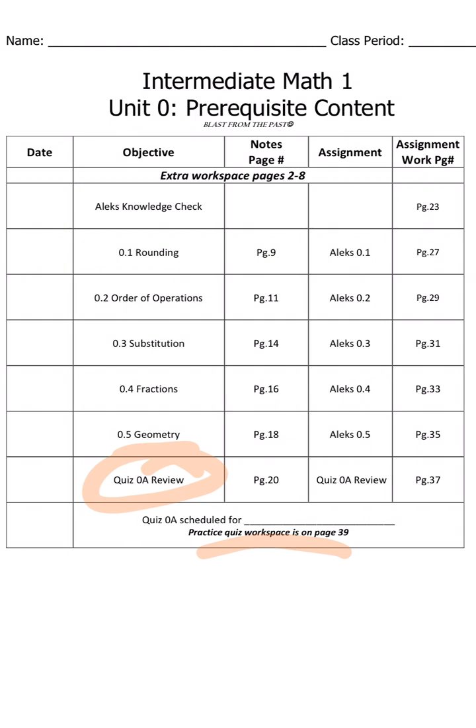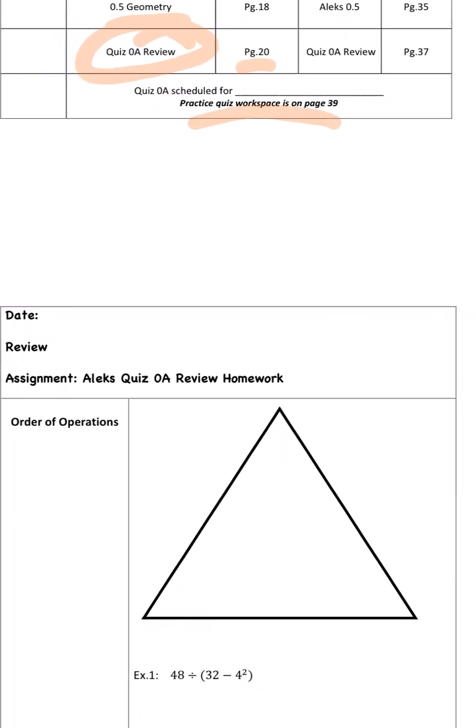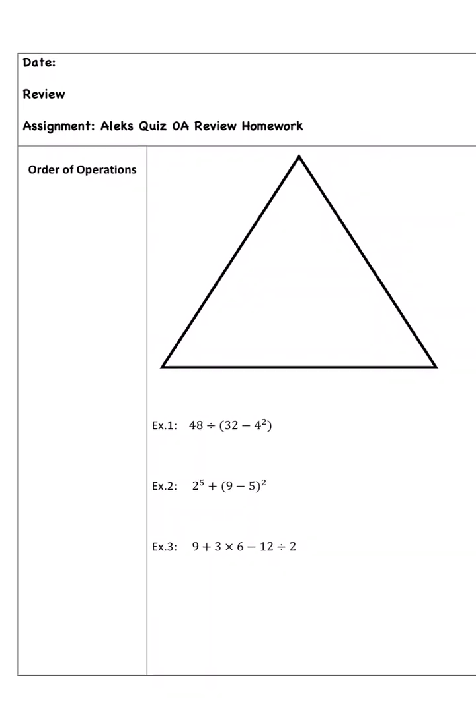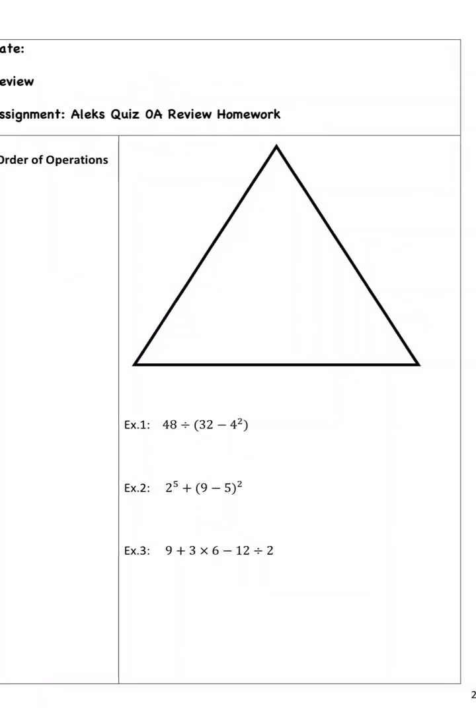Now, you should be going to about page 20 for this. But remember what you're really looking for. If the page is different, you're going to go and find this where it says review and Alex quiz 0A review homework. That's going to be your assignment. You're going to see this triangle. Okay. You're going to see this and this is what you're going to do right now.